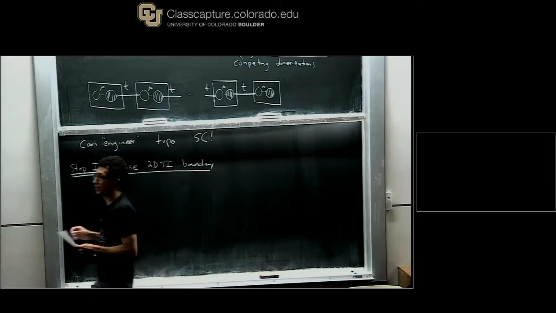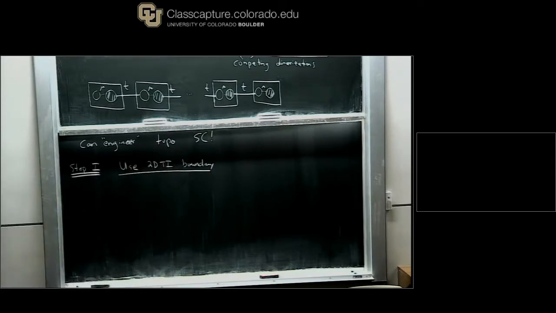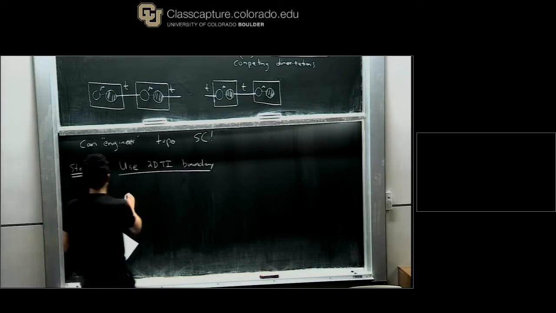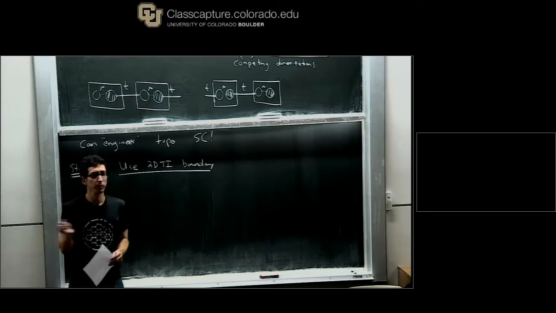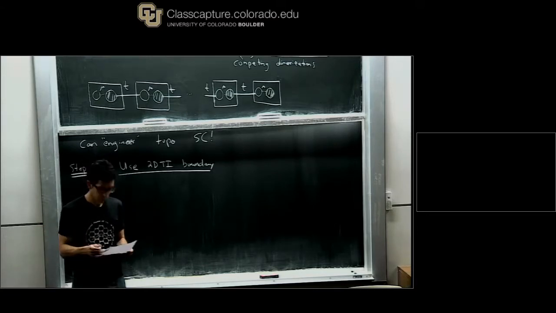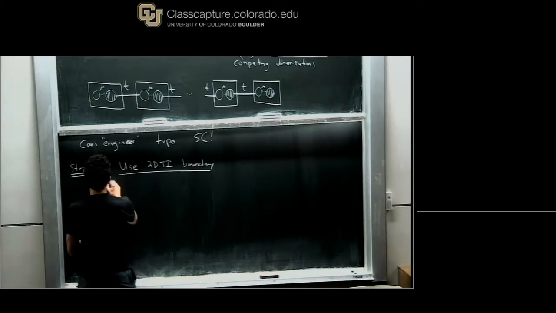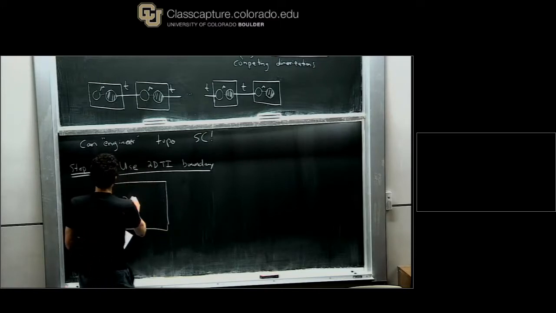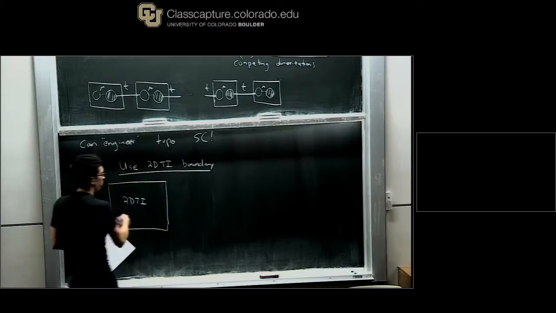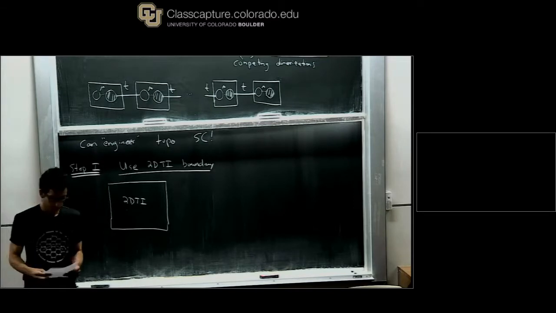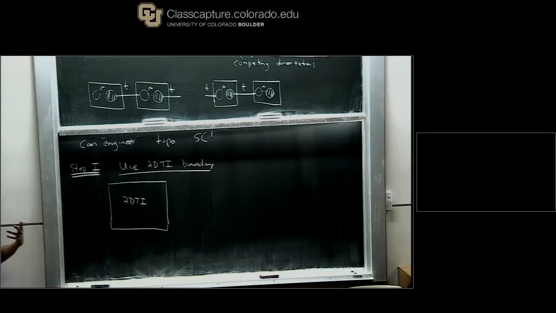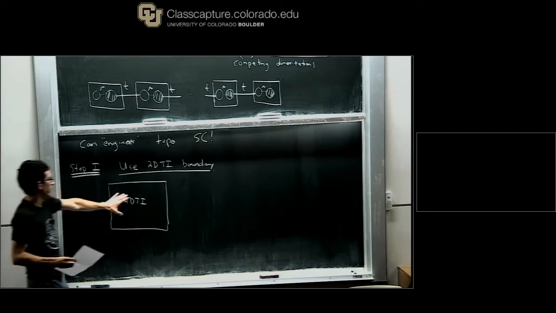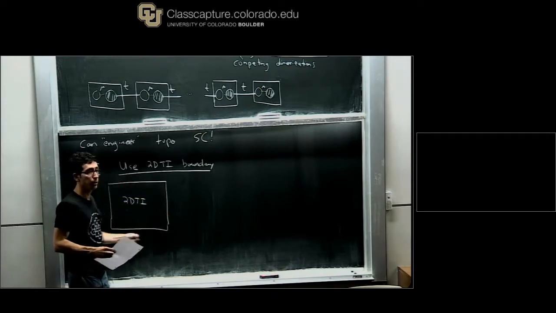Okay, so one option is to use the edge state of a 2-dimensional topological insulator. I don't know, in this community, do people know what topological insulators are? Okay, so some people, yes. I'll tell you all you need to know about topological insulators for this purpose. So 2-dimensional topological insulators are, as the name suggests, topological phases of matter that are insulating in the bulk but have unusual edge states.